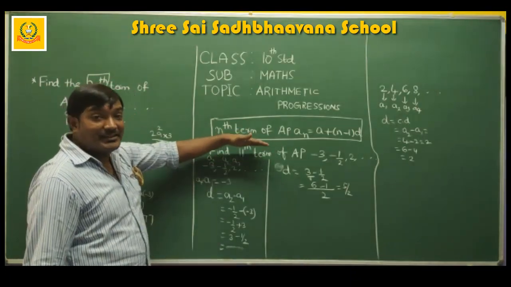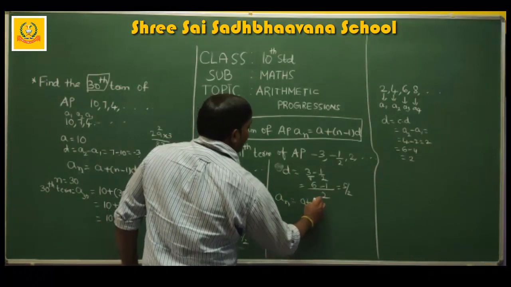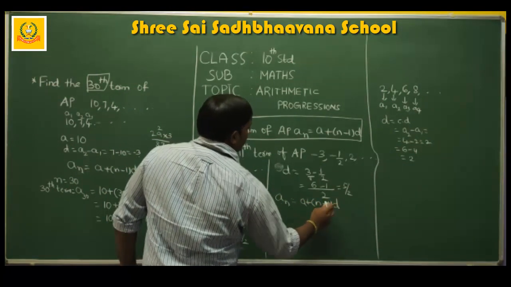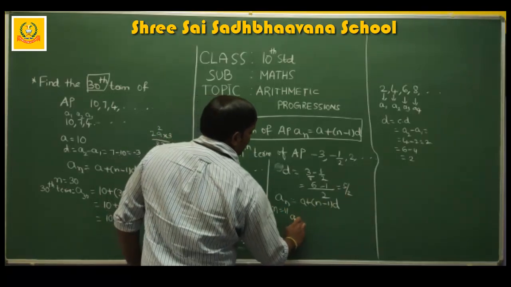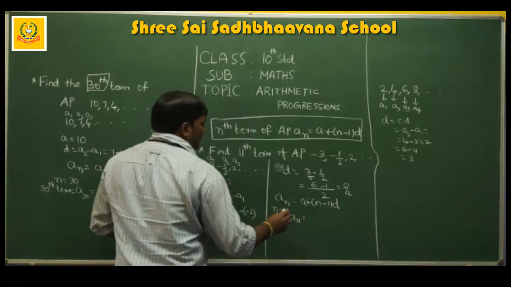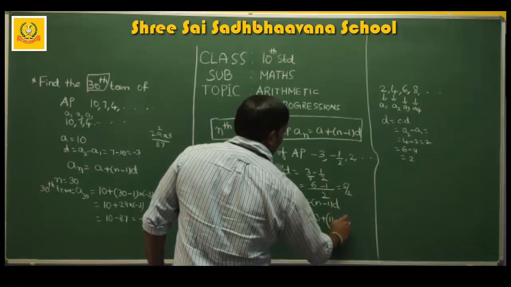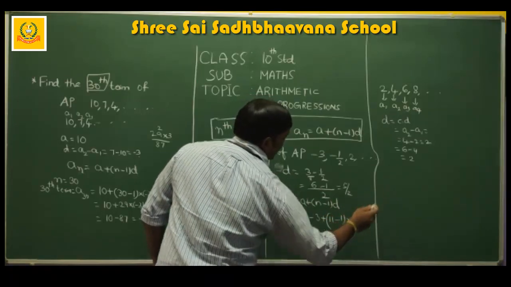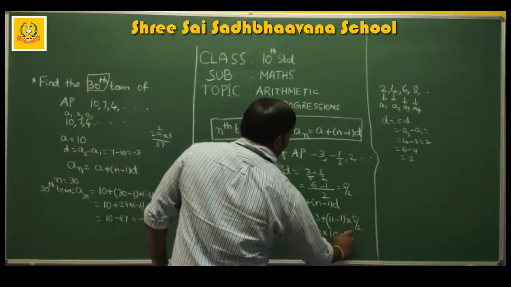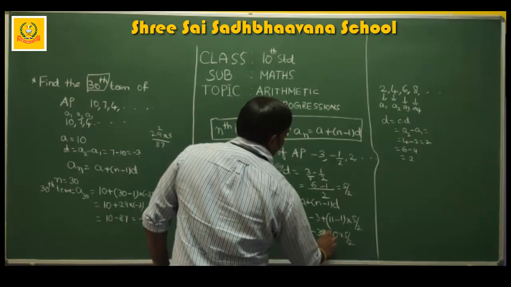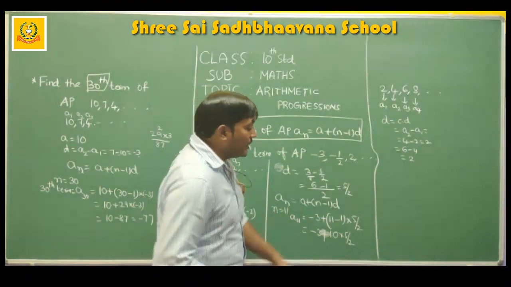So we have to find 11th term. So just use the AN formula again. A n is equal to A plus n minus 1 into D. So n value is 11. A value, we got A value as minus 3. So minus 3 plus, n is 11, so 11 minus 1 into 5 by 2. So how much will you get? Minus 3 plus 10 into 5 by 2, because 11 minus 1 is 10. So 10 into 5 by 2.